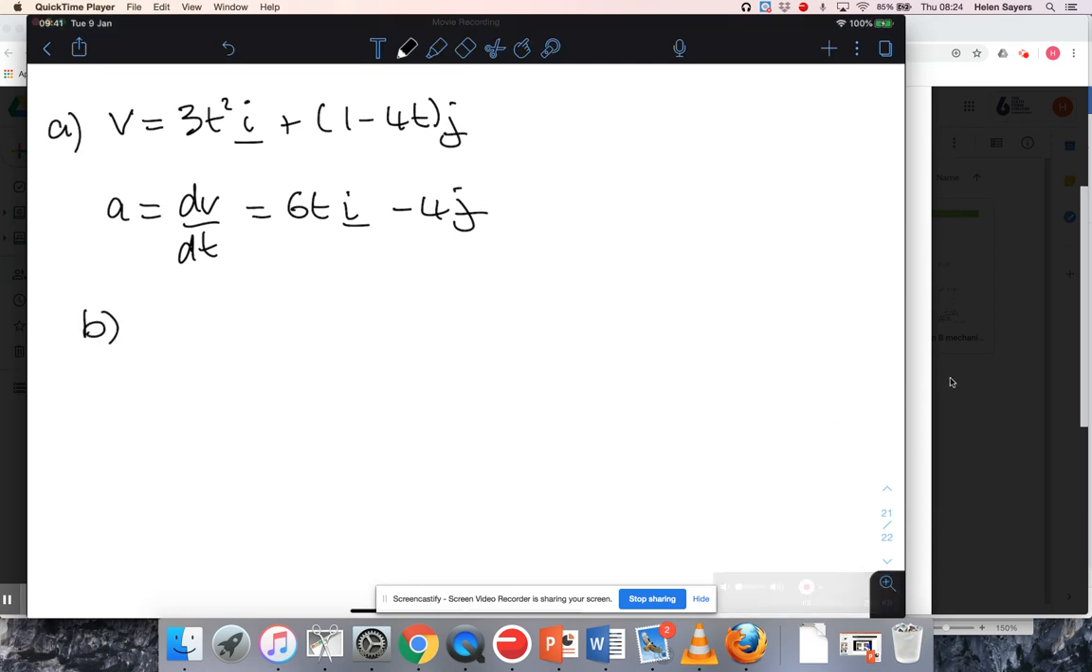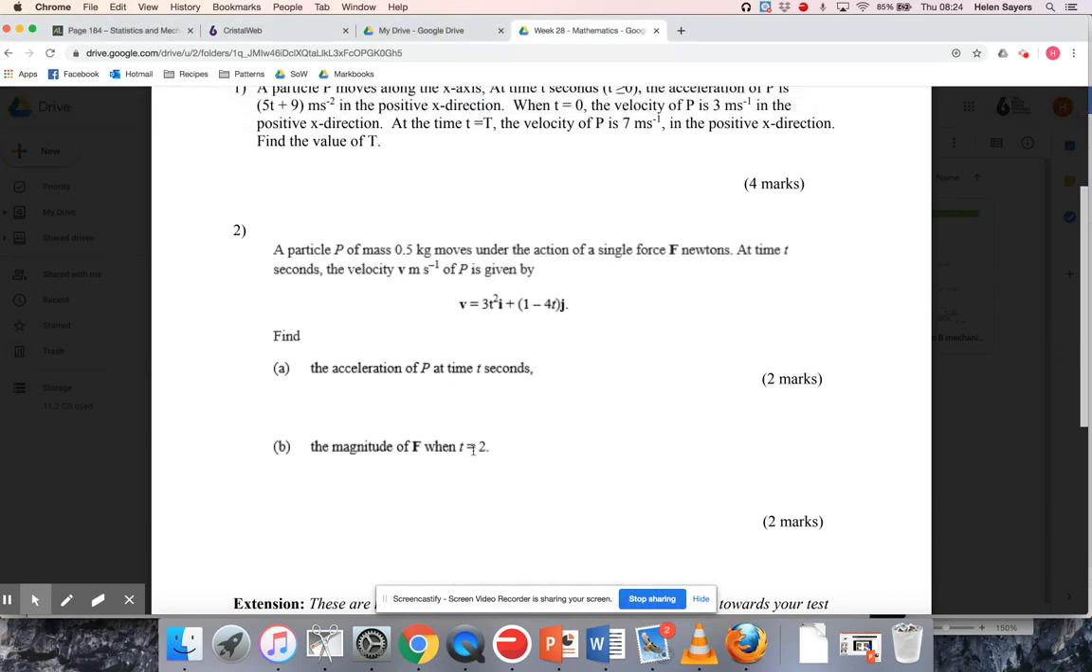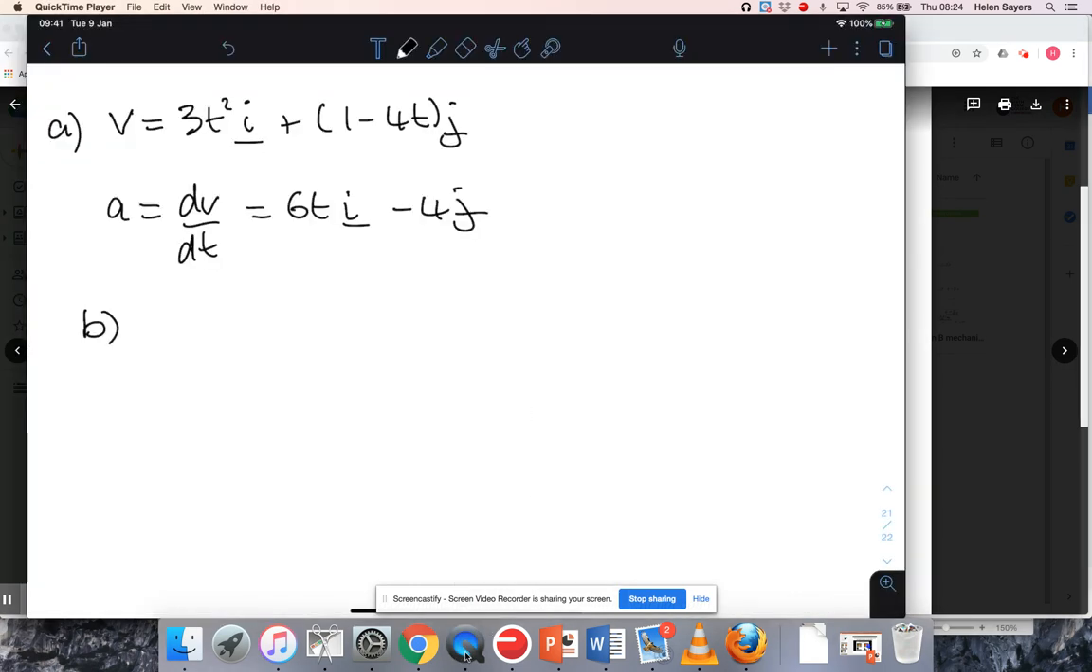Okay, so then for part B, they wanted the magnitude of the force at 2 seconds. So I can find the acceleration at t is 2. So when t is 2, I'm just going to go back and substitute t is 2 into this. So if t is 2, that's going to be 12i minus 4j.